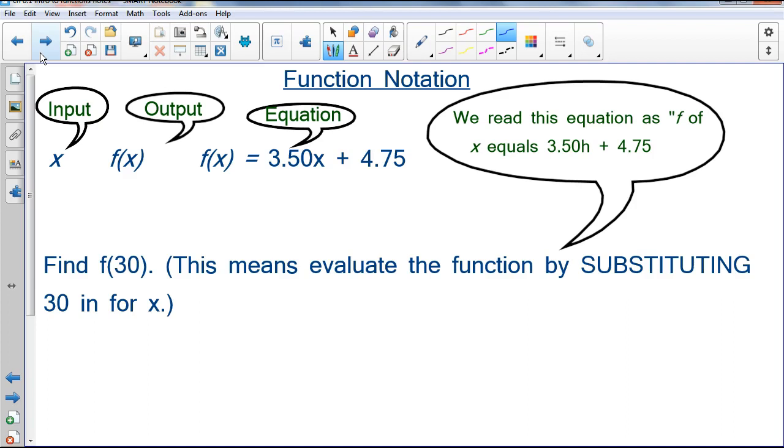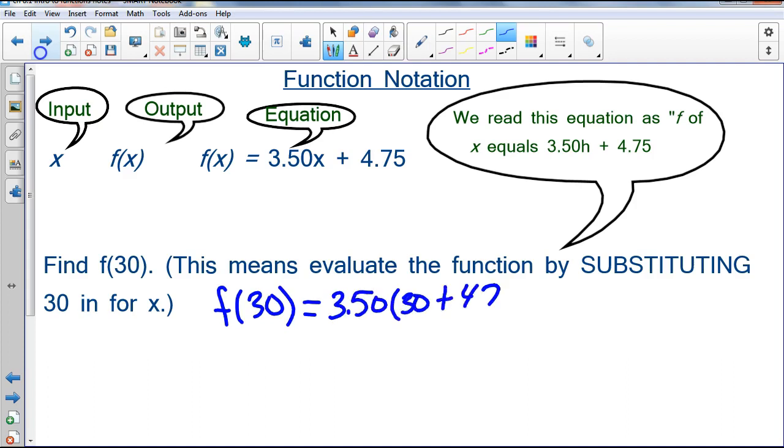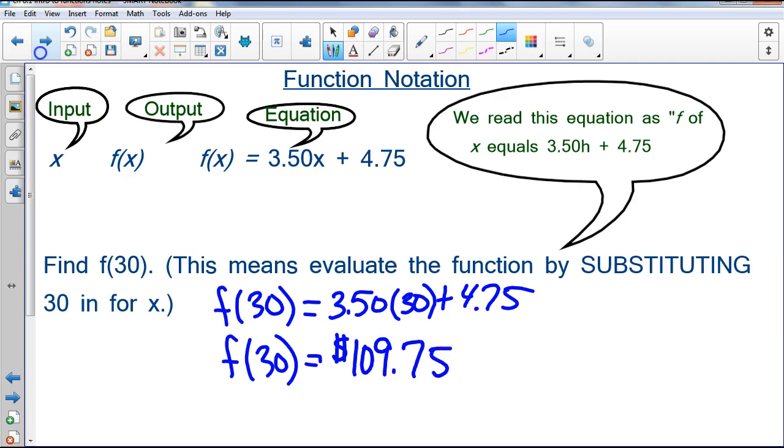So we need to find f of 30. This means evaluate the function by substituting 30 in for x. So what they're asking you to do is how much money are you taking home when you work 30 hours? That's what we need to figure out. So you start the function with f of 30 equals, and now we just substitute that value in, 3.50 times 30 plus your initial $4.75. So after you do that, working 30 hours will bring you $109.75 as your take-home money.